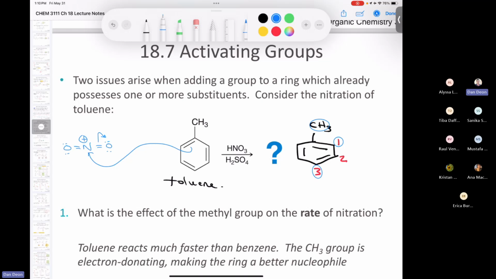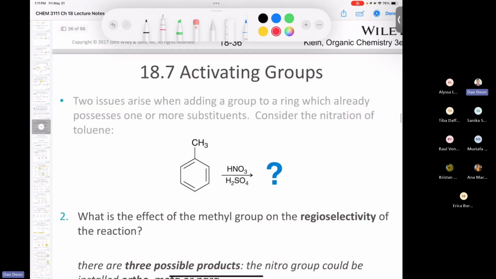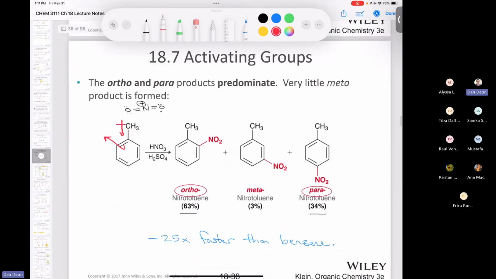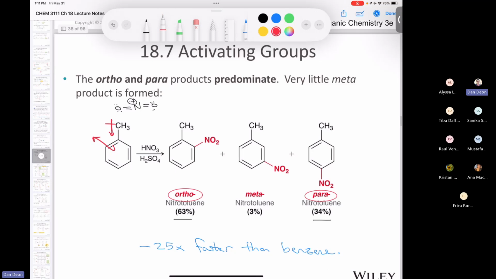Now, when it comes to the rate of reaction, we said that the nitration of toluene is actually faster than the nitration of benzene. And the reason why is that the methyl group is electron donating, right? It's donating electron density into the ring, which makes the ring a better nucleophile. So we talked about that, and we gave an explanation as to why we get nitration occurring at the ortho and para position versus relatively none at the meta position.